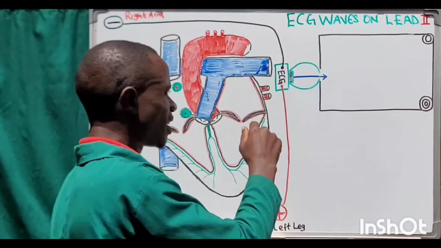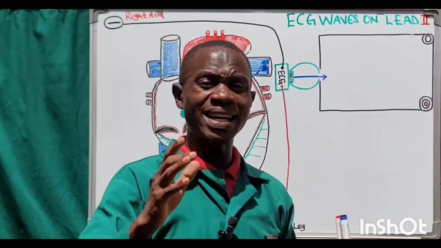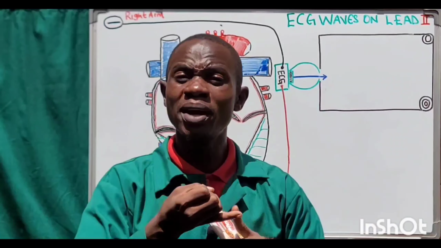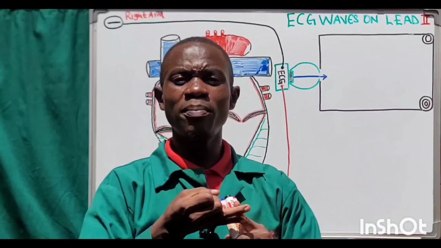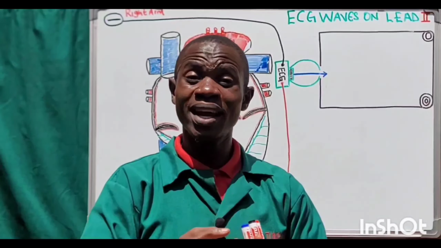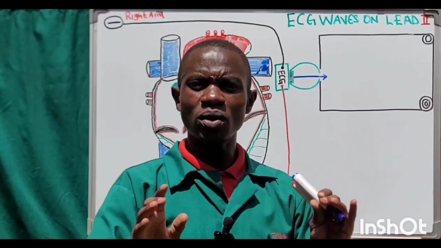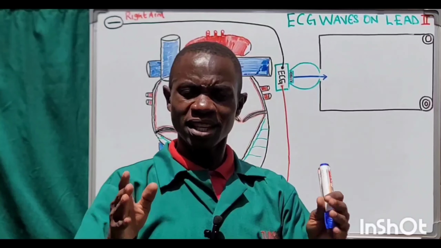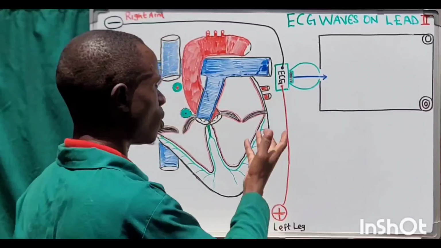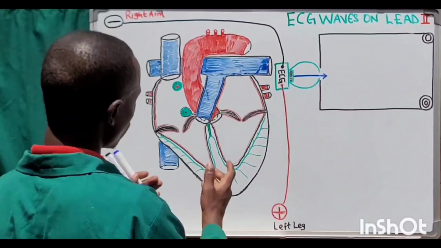Now, throughout this entire study, you should be remembering the following terminologies as we looked at in the previous video. We need to remember what a vector is. We need to remember what a positive deflection is. We need to remember what a negative deflection is. And we also need to remember what an isoelectric line is, because you're going to be using those terminologies during the study of what we call the wave formation on our ECG paper. So let's go ahead and get started.